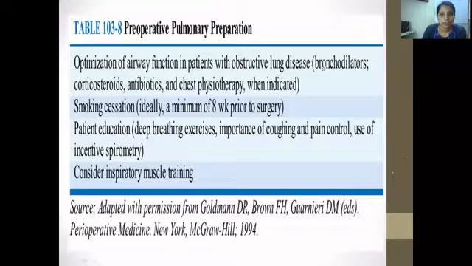Optimization with bronchodilators, corticosteroids, antibiotics, chest physiotherapy, and smoking cessation, ideally a minimum of 8 weeks prior to the surgery. Patient education is important, like deep breathing exercise, importance of coughing and pain control, and use of incentive spirometry. Consider inspiratory muscle training also.